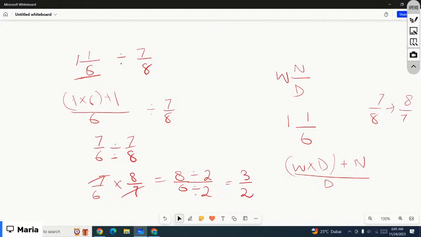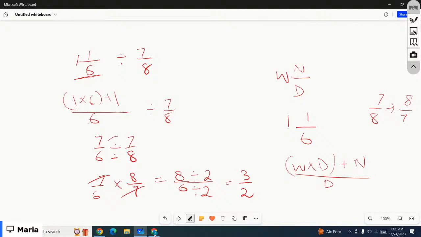Right? Let me just repeat once again what we have to do. The 1 whole 1 over 6 is a mixed fraction, right? It has a whole number and a fractional part also. First of all, you have to convert it into an improper fraction. How do we convert? You have to multiply the whole number times the denominator, 1 times 6. You need to add the numerator, and the denominator is the same, right? 1 times 6 is 6 and 6 plus 1 is 7 over 6, right?